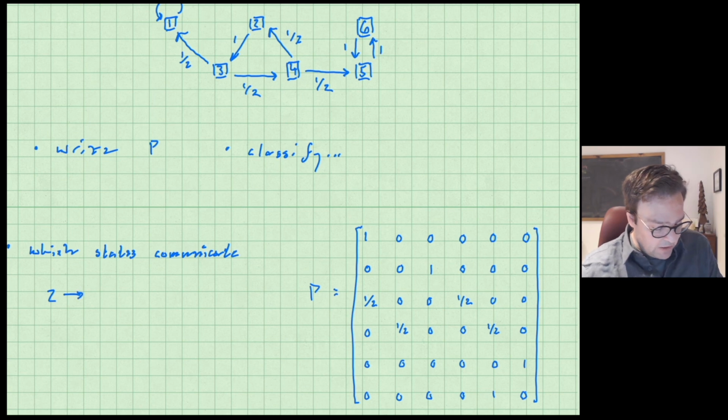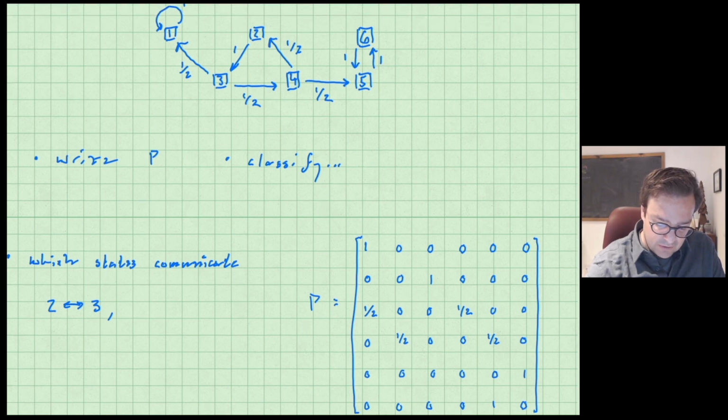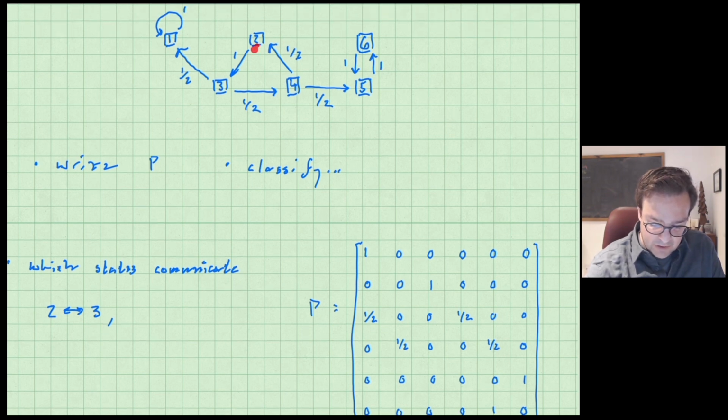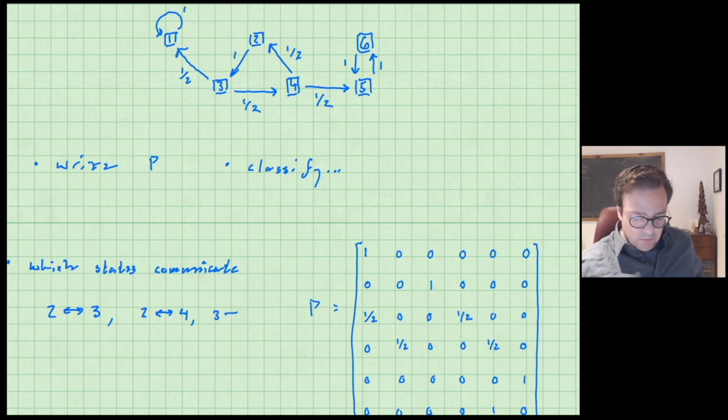Right? And you should work through all these. Any of these, anything in this little triangle here, any pair of states is a communicating pair. So that's 2 and 3, 2 and 4, and 3 and 4. Are there any other ones that you can see here? You should think about it.